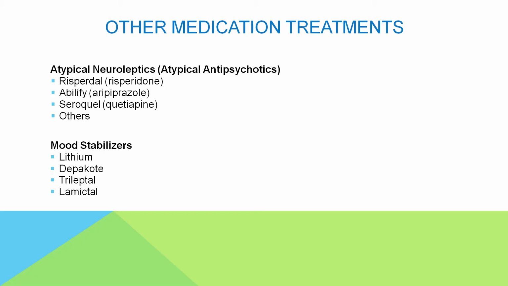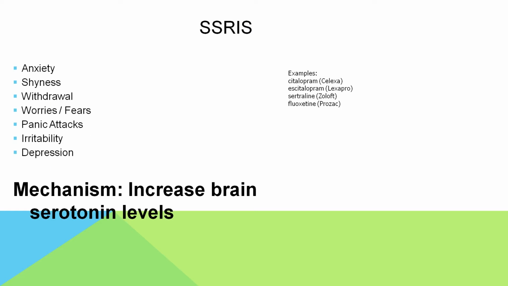There's a lot to talk about, but the SSRIs are the ones we most commonly use for anxiety: Celexa, Lexapro, sertraline (Zoloft), fluoxetine (Prozac). These are the ones I use most frequently and that are most frequently used in the pediatric population. There are a lot of other, newer ones as well, but I usually stick with these because I know how they work and I know their safety profile in kids. The symptoms they treat are anxiety, shyness, withdrawal, worries, fears, panic attacks, irritability, and depression.